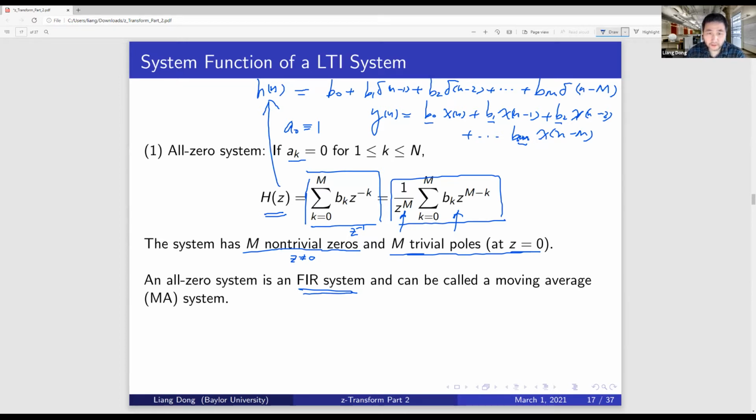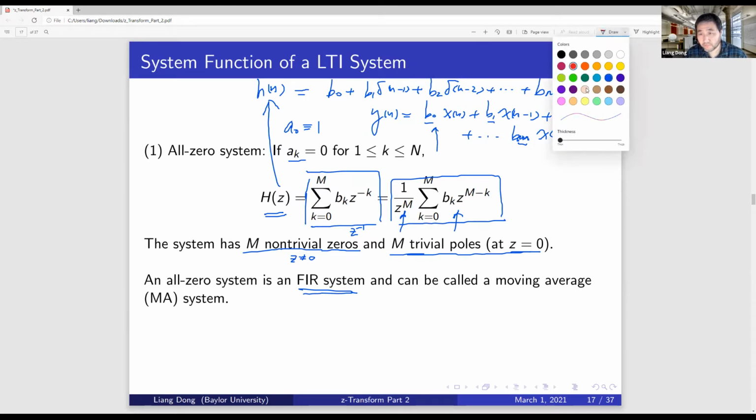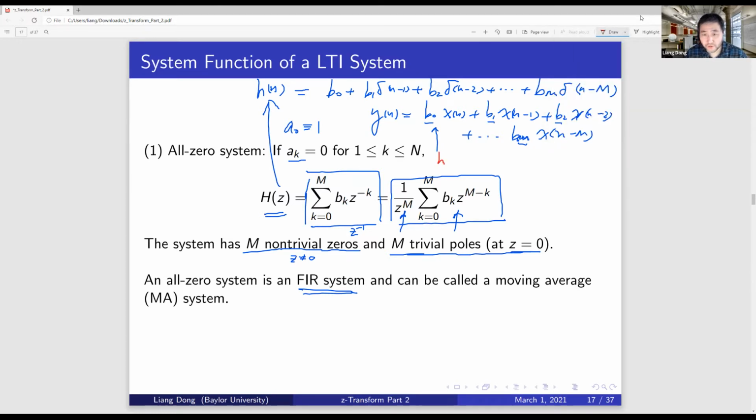You can also take all these and indicate them as h0, h1, h2, and the last one hm. Then it's just a convolution, and we have a finite impulse response system. The response is finite, with length M, and then you do the convolution.